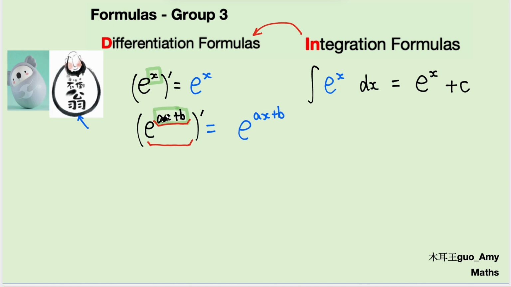And for the inner function ax plus b, the derivative is a. We are going to multiply the result by a. We can put it to the front.